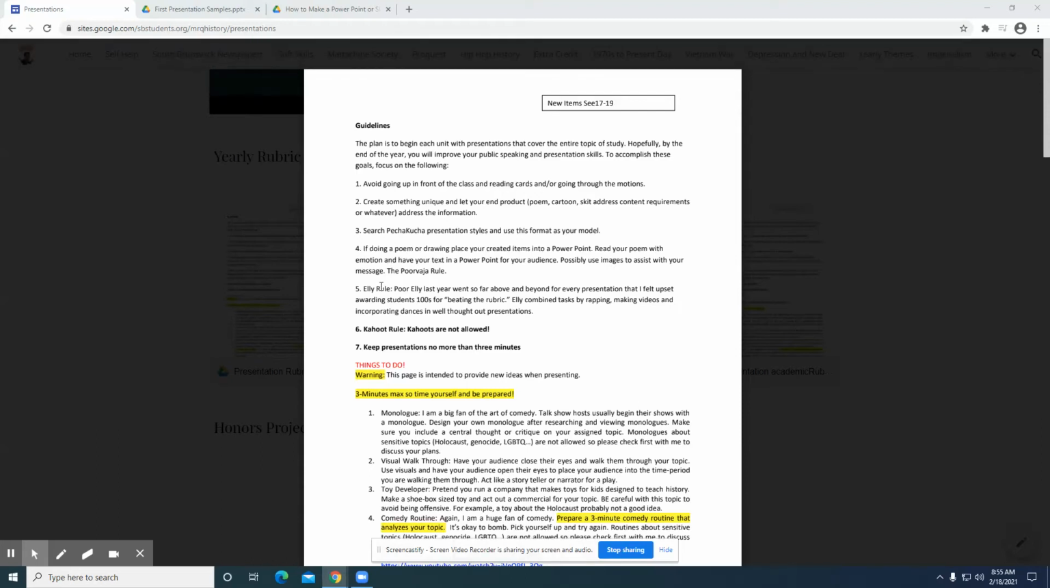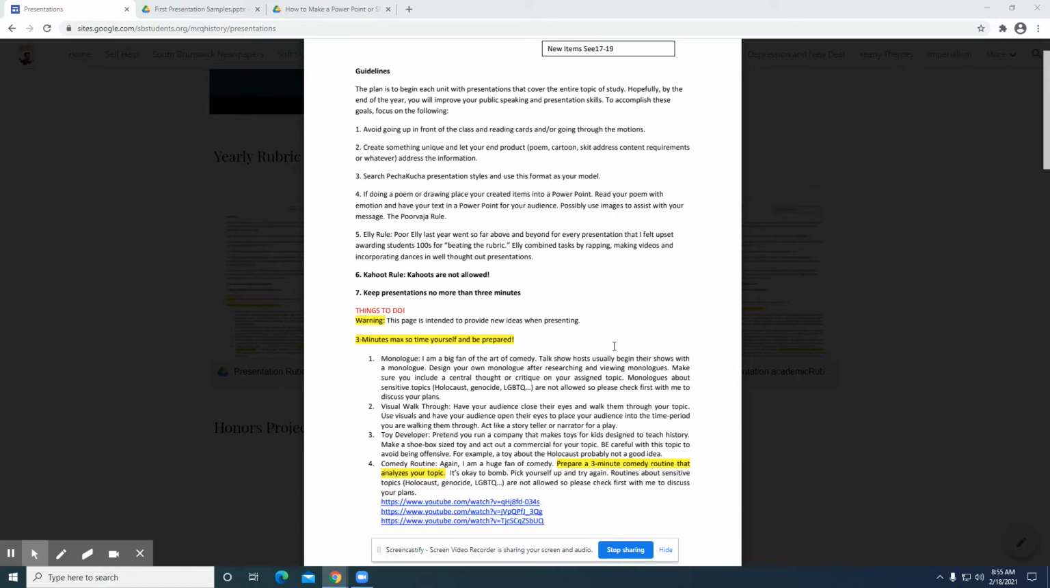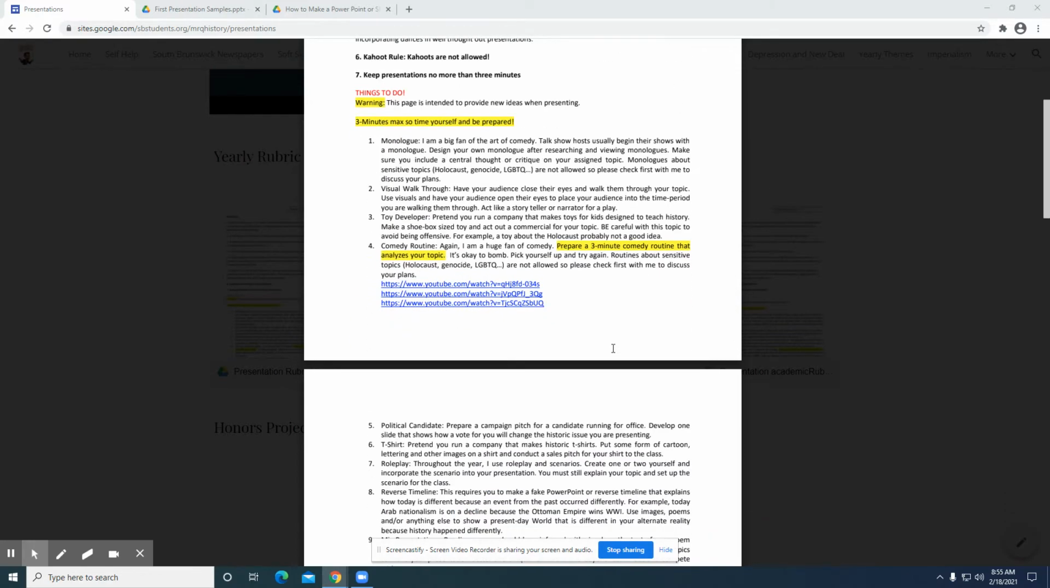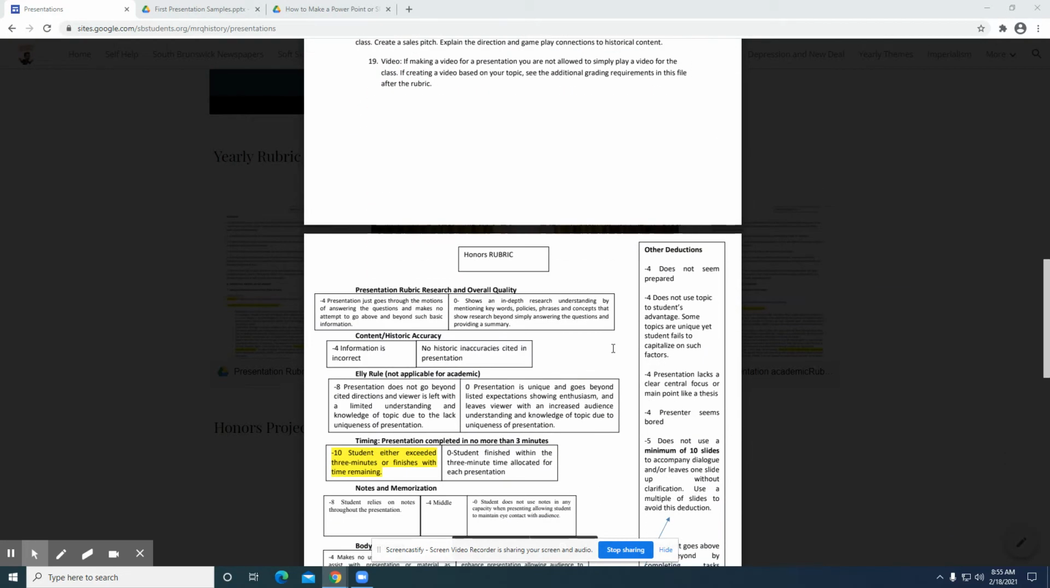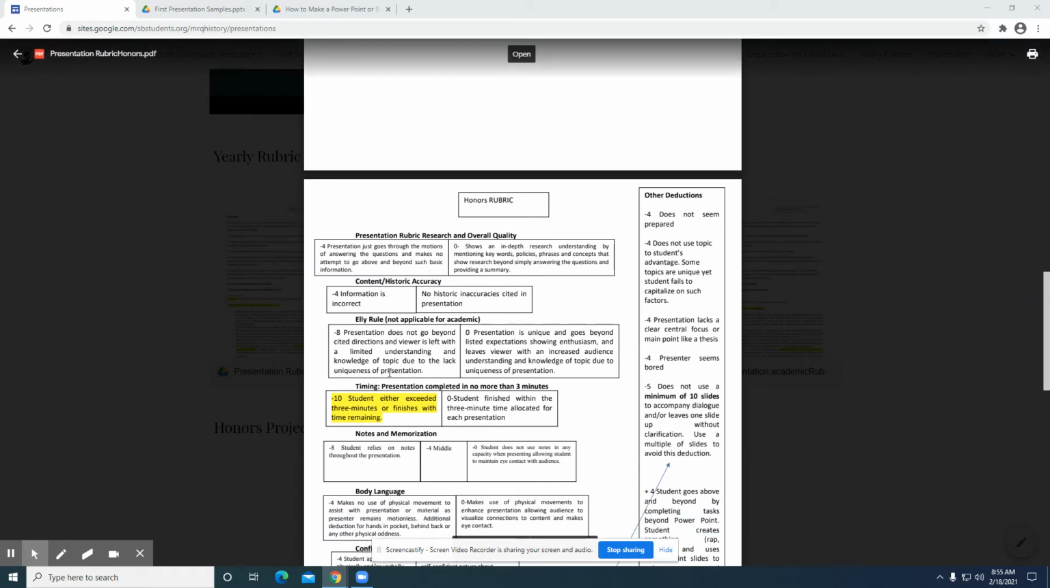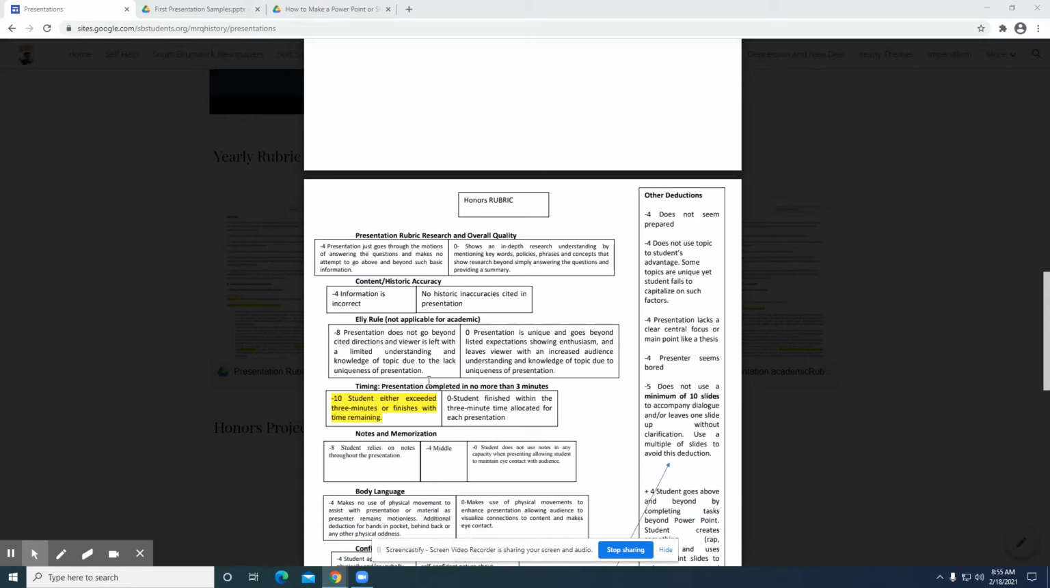Okay, for this screencast, I'm going to try to focus primarily on the rubric. So if you are comfortable with your grade over the last couple presentations, and you probably do need to watch this. So right here, I'll start first with the Ellie rule, going beyond the directions and so on.